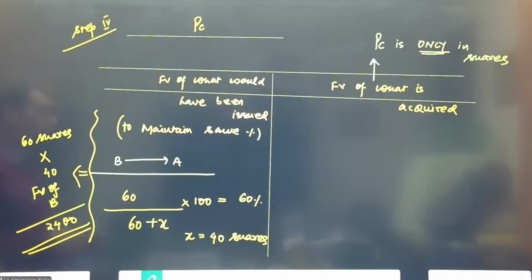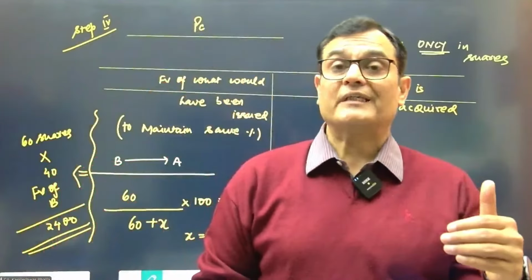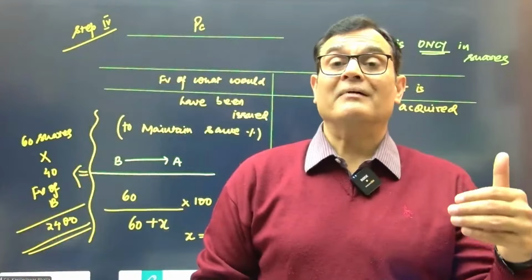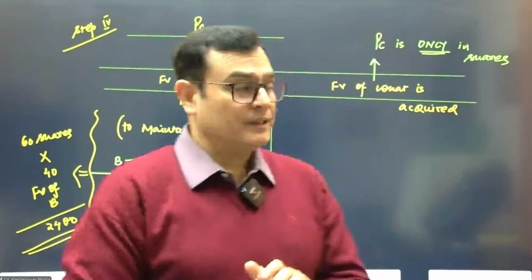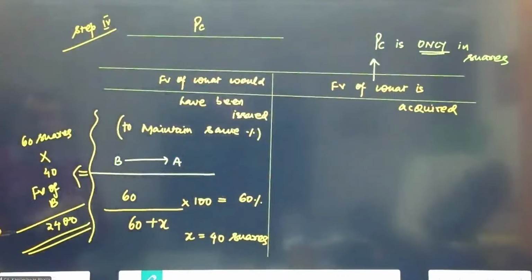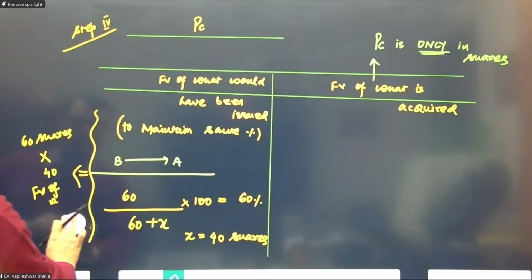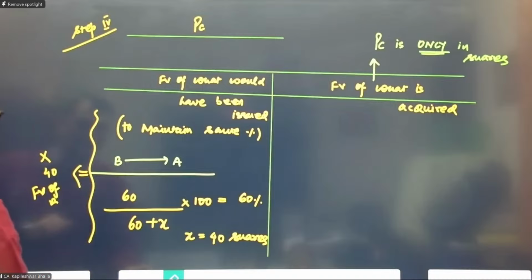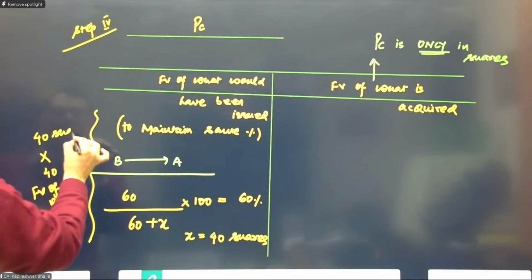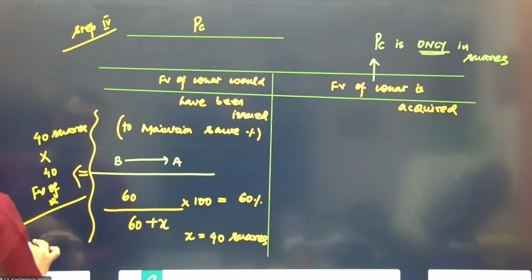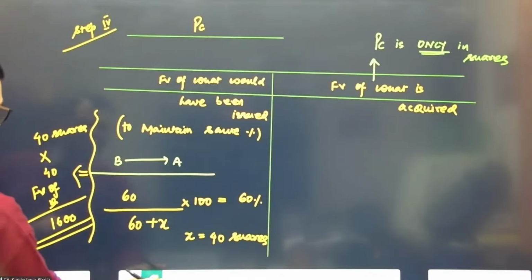So this is based on the status that if you would have issued shares to the shareholders of A in such a way to maintain a 60% stake, you would have given 40 shares. So in this case, 40, sorry, I have written 60 shares. So this is 40 shares into 40, that comes to 1,600. I hope the calculations are correct.